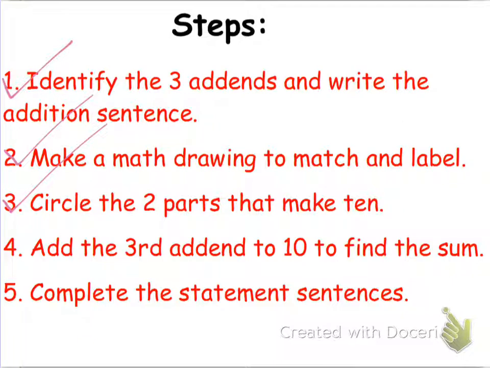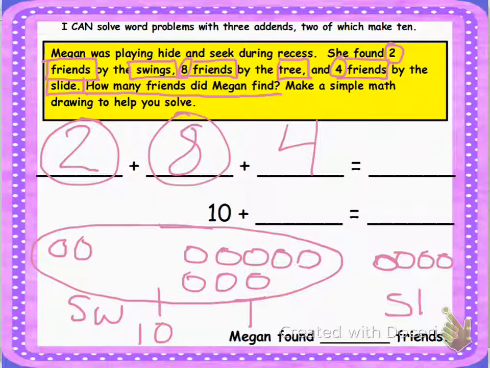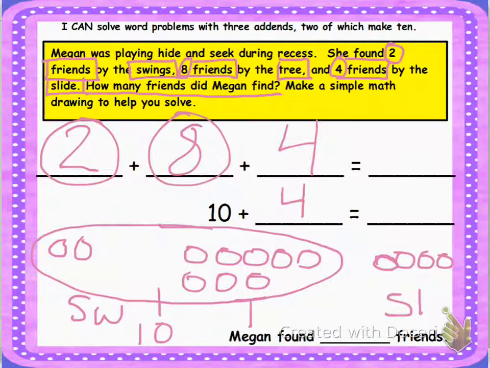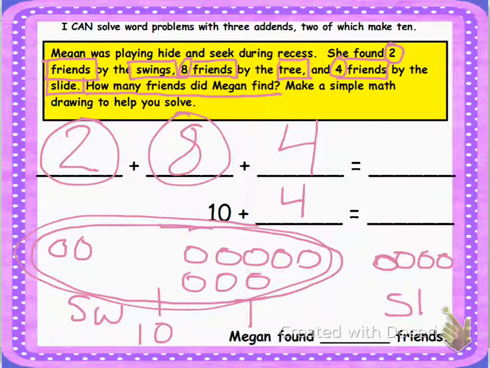Now step number 4. We have to add the third addend to 10 to find the sum. And what is our third addend? Well, let's see. We circled 2 and 8. That made 10. 4 was what was left. So we're going to add that 4 to 10 down here. So let's add that 4 to our 10. So what is 10 plus 4? Well, let's see. We know that this is 10. So 10, 11, 12, 13, 14. So we know that it is 14.